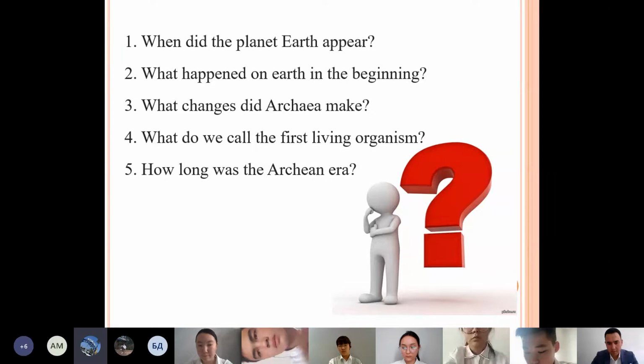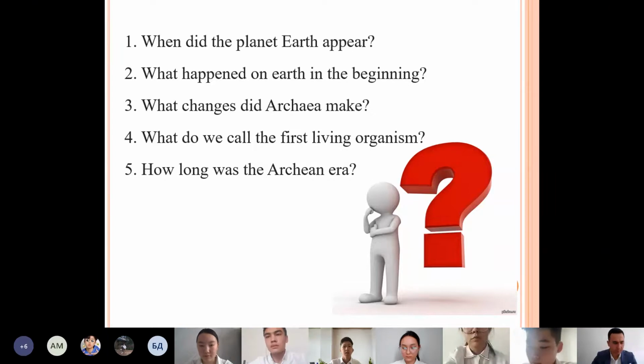How long was the Archean era? The Archean era was 4 to 2.5 billion years ago, so it was about 1 billion years.